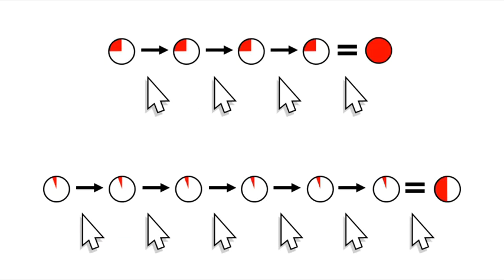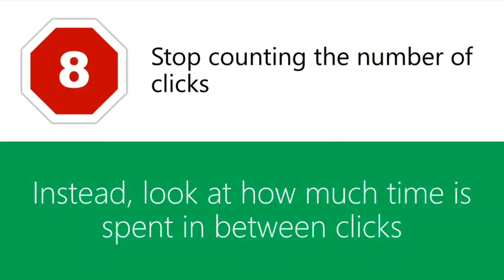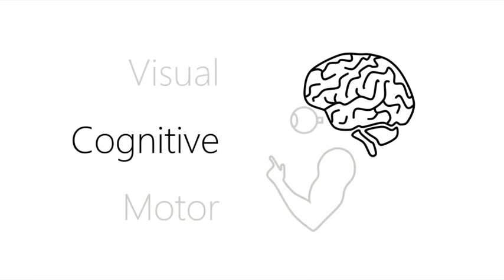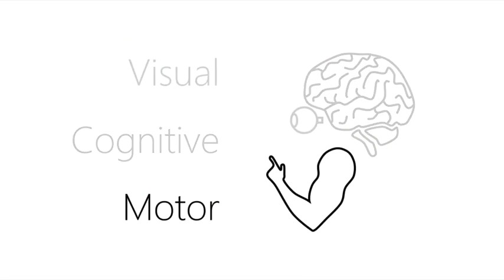So because not every click takes the same amount of time, stop counting the number of clicks. Instead, look at how much time is spent in between clicks. The last point is a good way to move on to our final section, motor. So let's look over a few tips focused on the motor system.